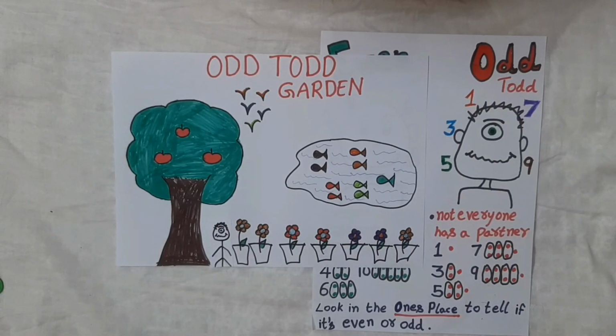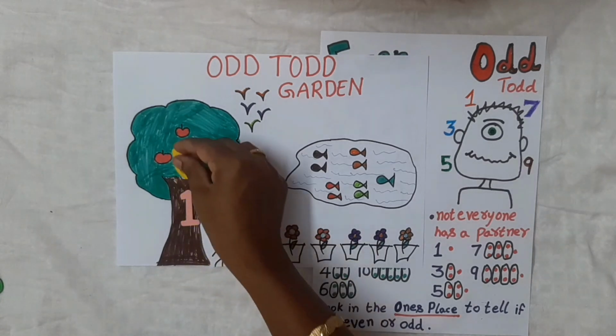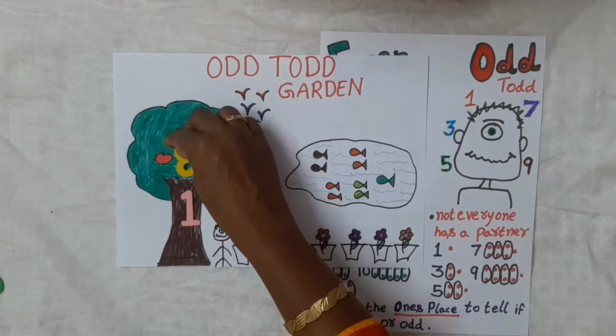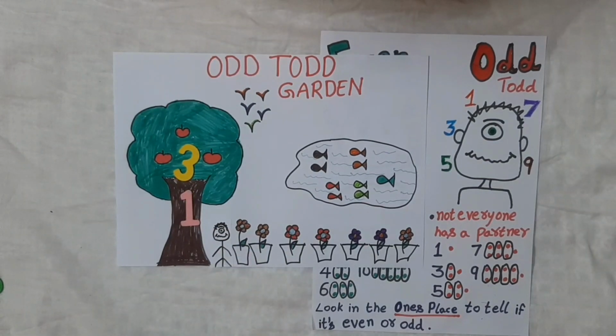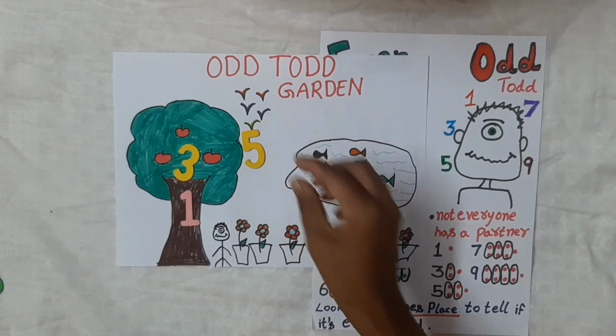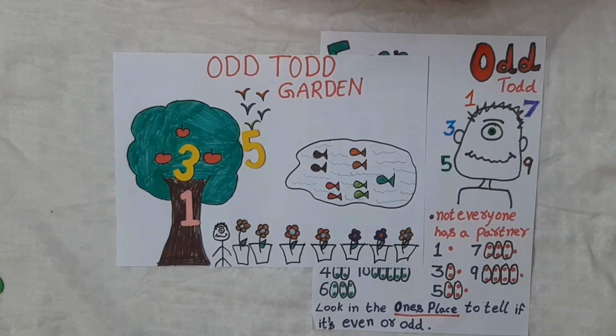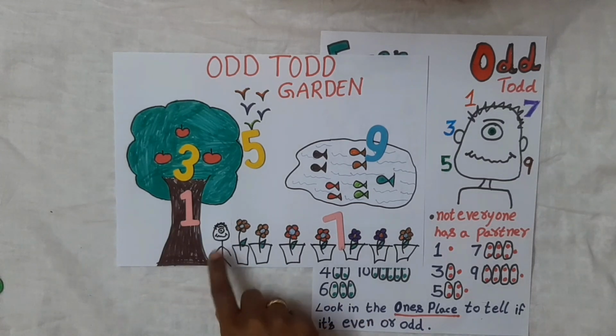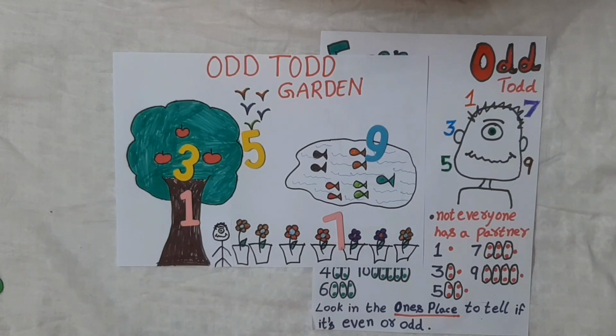Now our Odd Todd will be taking us to his garden. He has one apple tree in his garden. He has 3 apples in his apple tree. 5 birds are coming to eat the apples. 7 flower pots are there in his garden. 9 fishes are there in his pond. So Odd Todd will not always play with friends. So he is sad. He does not always have a partner.